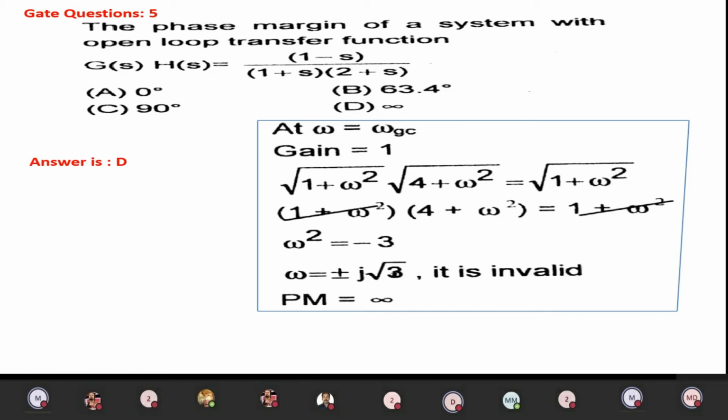So you can take the cross multiplication and you will get root of 1 plus omega square and root of 4 plus omega square is equal to root of 1 plus omega square. So then both the equal terms get cancelled. I will get 4 plus omega square equal to 1. Okay, so here you can determine omega square is equal to minus 3. So omega value will be plus or minus j root 3. Okay, so which is invalid. So therefore the phase margin will be infinite. Okay, so the correct answer will be option D.